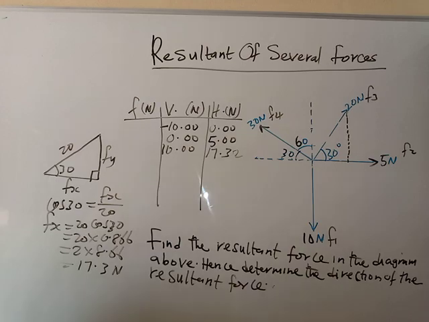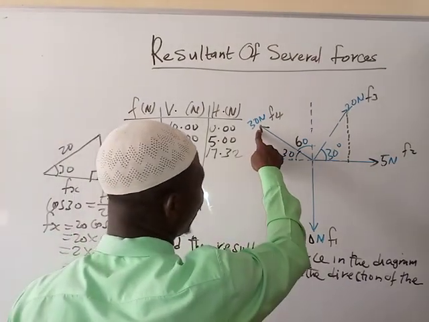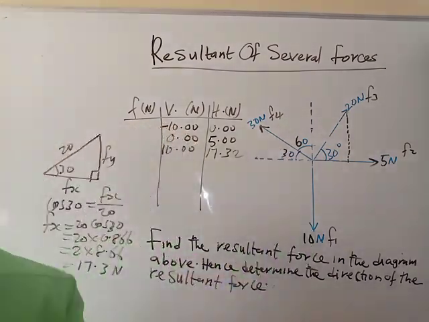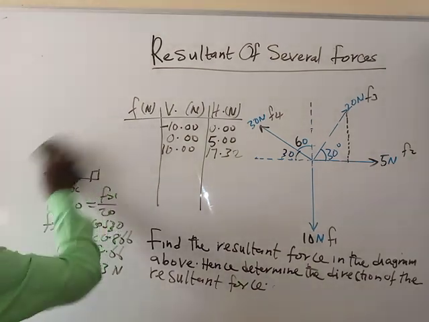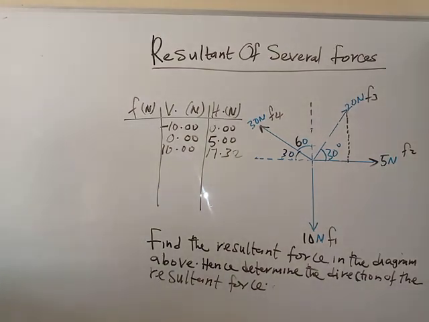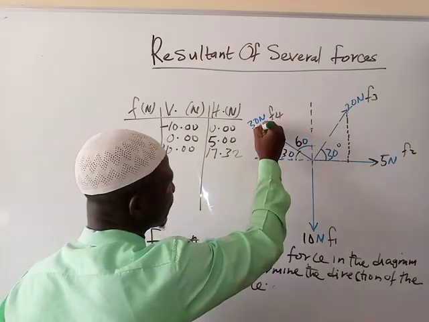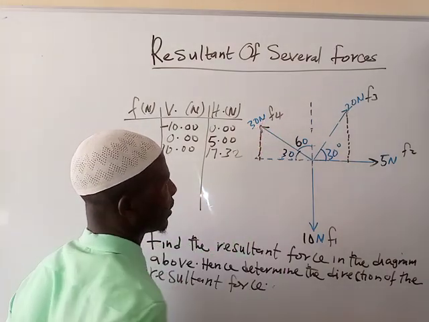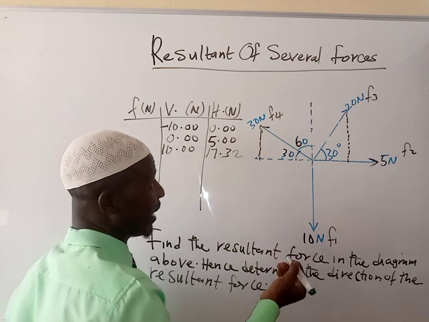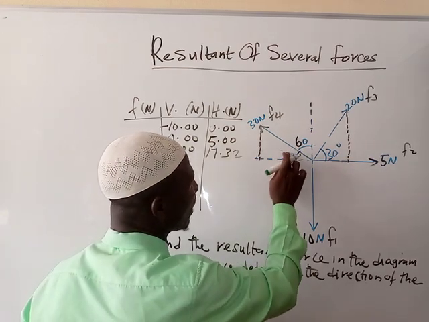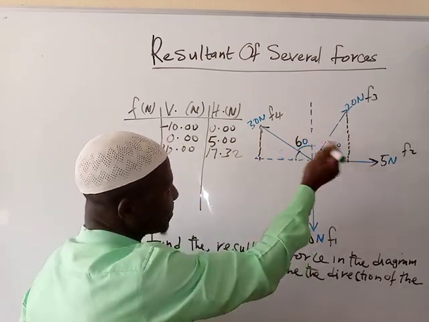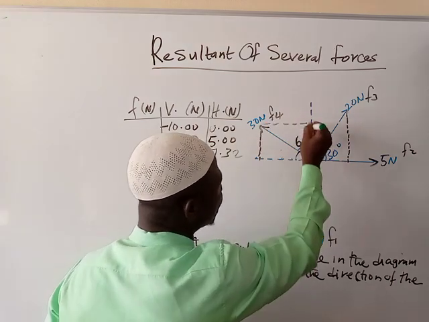Now, the next thing is to go to the fourth force. We do the same thing. Apply the same thing. So for this one, you can join it like this. In some cases, they will just give you this angle, and you can use it, join it like this, still the same thing.